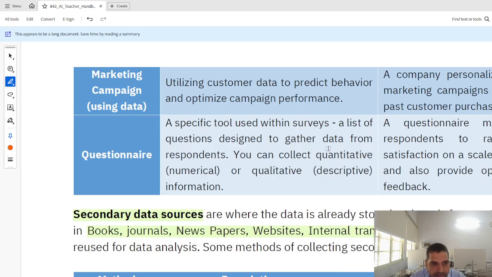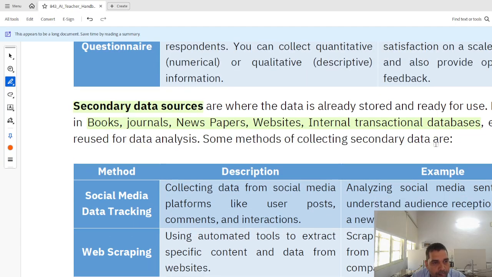Questionnaire method. This is another way of primary source data collection. So here we use a list of questions that we give to gather the data from the respondents. We collect numerical data or maybe descriptive information. A questionnaire might ask respondents to rate their satisfaction on a scale of 1 to 5 and also provide open-ended feedback. Open-ended means a descriptive or ideal remark with feedback.